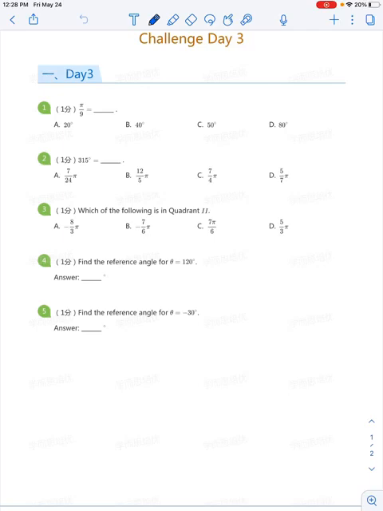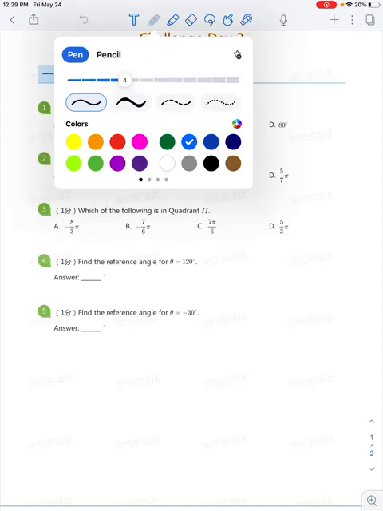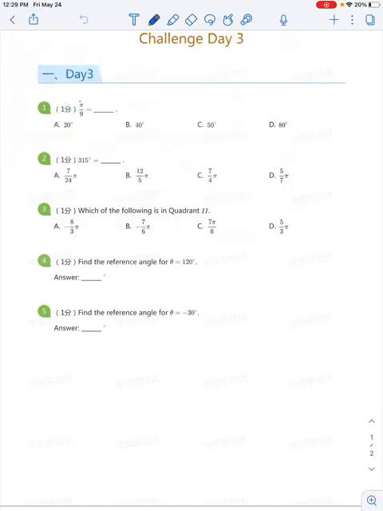For the first one here, we are going to convert this radian measure into the degree measure. Just remember that pi is equivalent to 180 degrees. So in this conversion, we will have 180 degrees divided by 9, which equals 20 degrees. So after the conversion, this angle will be 20 degrees.